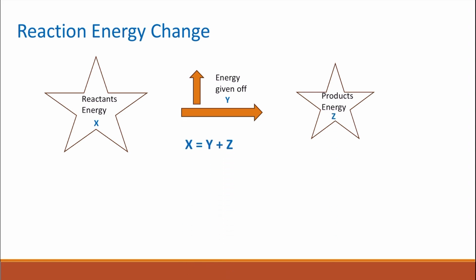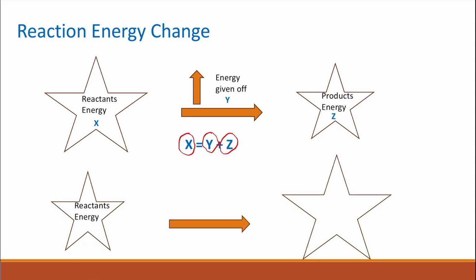We will notice that the energy of the reactants will equal the energy that was given off plus the energy of the products. So that means that energy is conserved, which means that it's not destroyed or created, it just moves around.